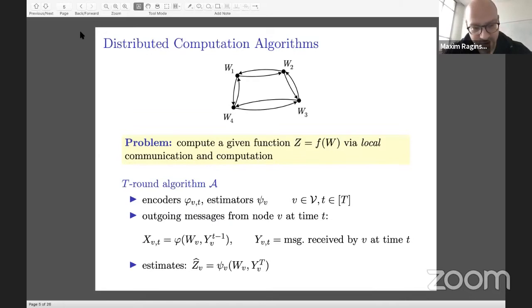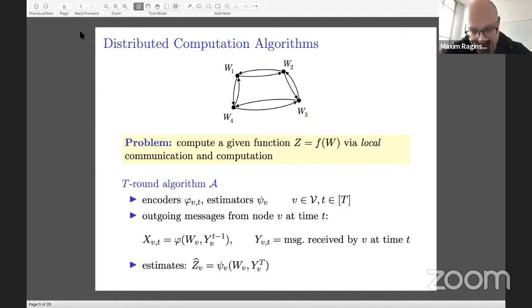And then, of course, we want to formalize the notion of a distributed computation algorithm, mostly for bookkeeping. So again, given this directed graph representing the network, and given the description of all the channels corresponding to all the directed edges, we wish to compute a given function f of the initial observations W, and we denote the value of f at W by Z. The computation is to proceed via local communication and computation. So A is a generic T-round algorithm, and the algorithm will consist of encoders, by means of which each node at each time step sends messages to its neighbors, the nodes sitting at the outgoing edges emanating from that node. And each node, once this is completed for T rounds, will apply an estimator. The estimator will take whatever this node has and produce an estimate of the function value for that node.